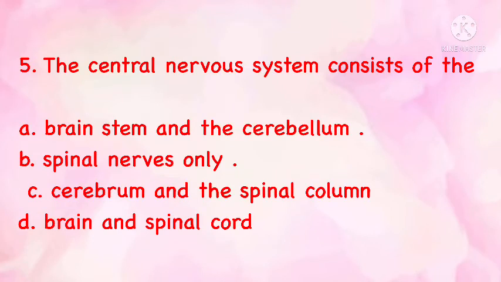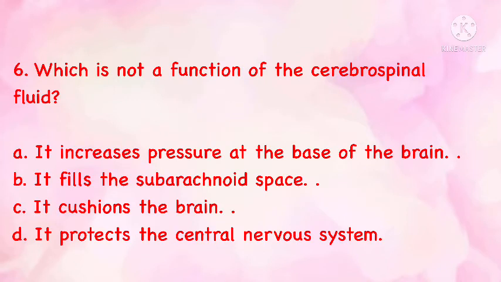The central nervous system consists of the brainstem and the cerebellum, spinal nerves only, cerebrum and the spinal column, brain and spinal cord. The correct answer is D. Brain and spinal cord. Which is not a function of the cerebrospinal fluid?